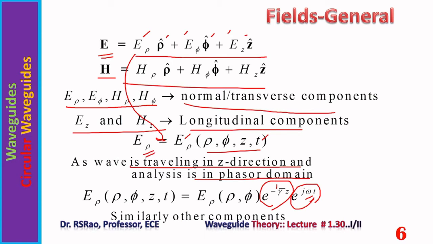So, in general, E rho is a function of 4 variables. It is quite complex, but in the given situation the wave is traveling in the z direction and the time variations are sinusoidal. Therefore, the z dependence can be expressed as e power minus gamma bar z, and the time variation as e power j omega t. We are left with determining the field variation with respect to rho and phi. So I can write E rho of rho, phi, z, t as E rho of rho, phi multiplied by these 2 exponentials. The same is the case with the phi and z components, and also the H rho, H phi, H z components of the magnetic field.